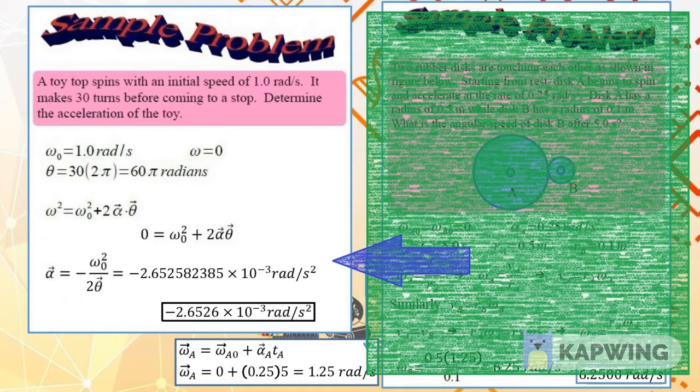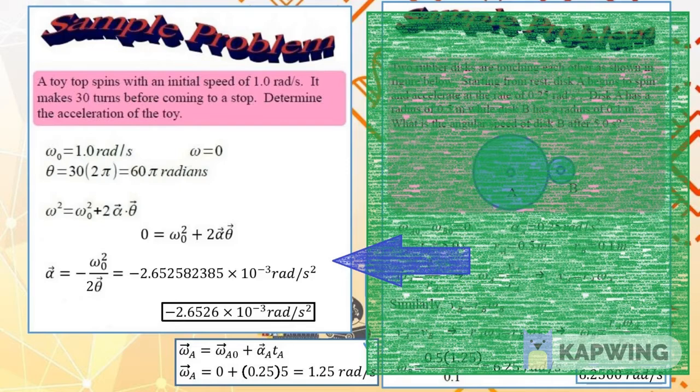The only unknown value in the equation is angular acceleration. Plugging in the values, we are able to calculate the angular acceleration to be negative 2.6526 times 10 to the negative 3 power radians per second squared.